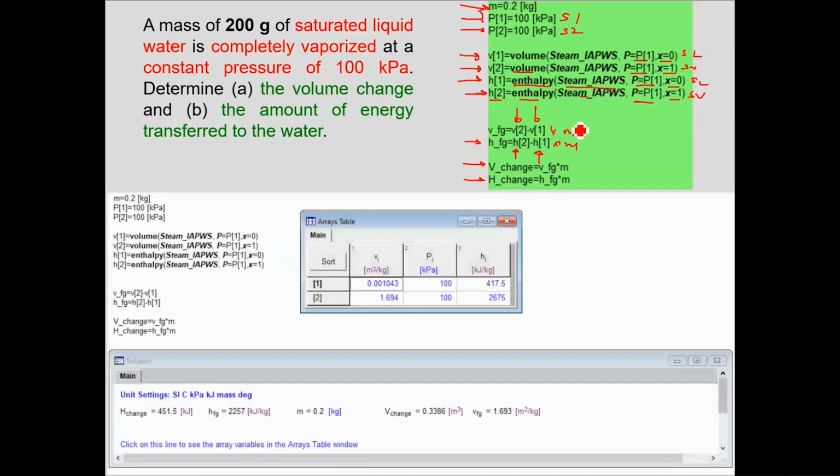Once you run the software, you'll have now two rows, one for state 1, one for state 2. This is the saturated liquid, this is the saturated vapor state. Specific volumes and enthalpies are being calculated by the software. These are the values of VFG and HFG. Since you have not stored them in the table, you'll find the values in the solution window. Once they are multiplied by the mass, which is defined by M, you'll have the H change and V change values in the solution window.